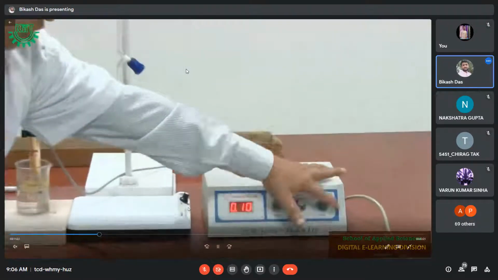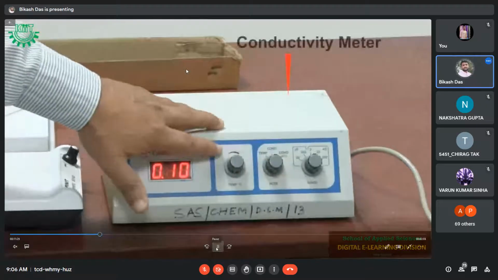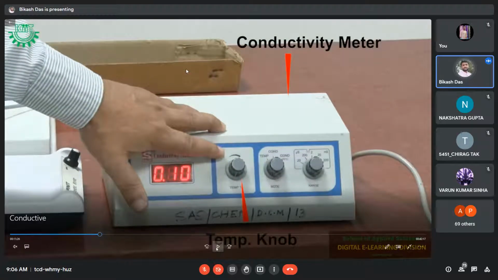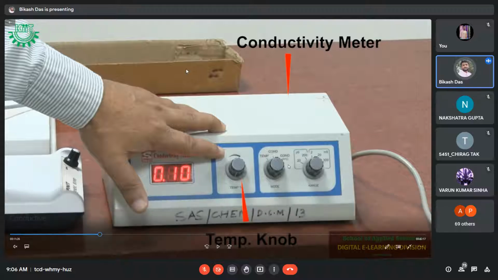You can see there are three knobs. One is temperature, the second one is mode, and the third one is range. In the middle knob, where it is mentioned mode, there are three options: one is temperature, then conductance, then conductance at 25°. You are going to measure the conductance at room temperature, so the instrument should be calibrated at room temperature. Room temperature basically ranges from 25 to 30, so you can measure at any such temperature.